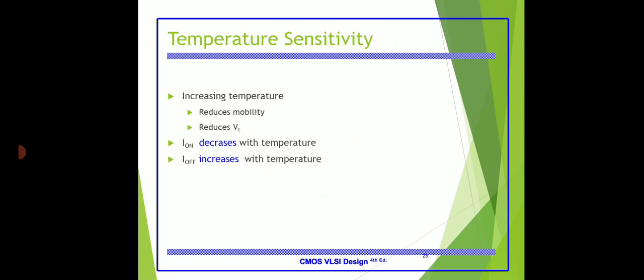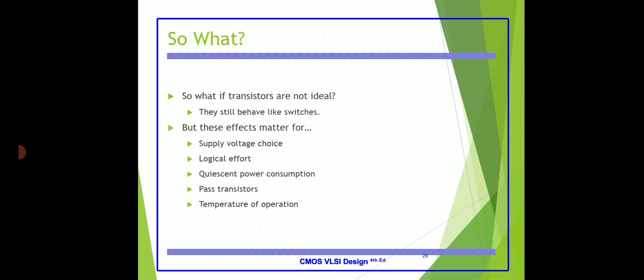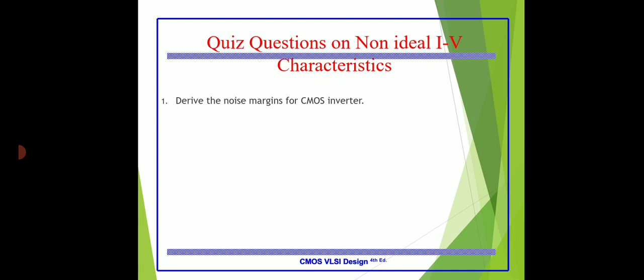And next one is temperature sensitivity. Increasing the temperature reduces the mobility and reduces the threshold voltage. When the transistor is on, the current decreases with the temperature, and when it is in the off state, the current increases with the temperature. That is given in the graph. And next is, so what if transistors are not ideal? What happens? They still behave like switches, but these effects matter only for supply voltage choice, logical effort, power consumption, pass transistor, and temperature of operation.